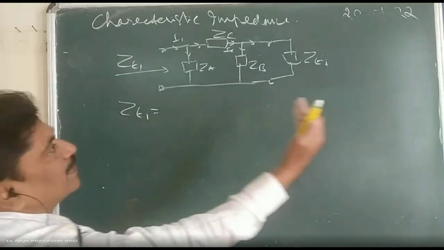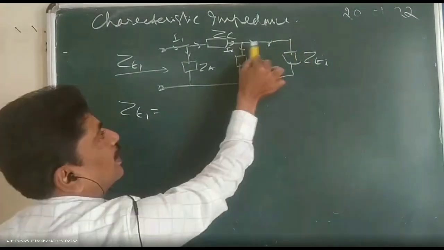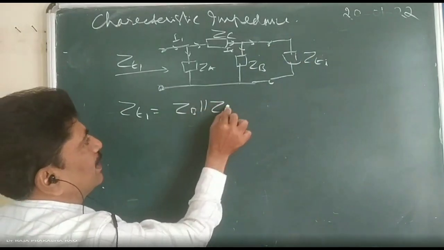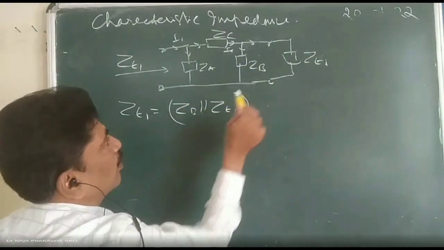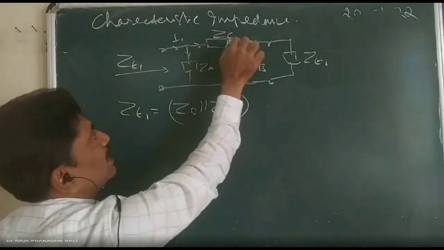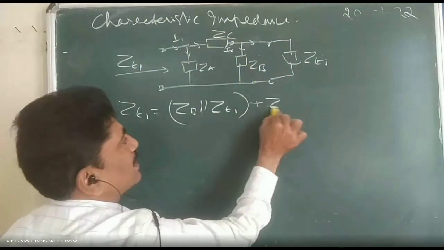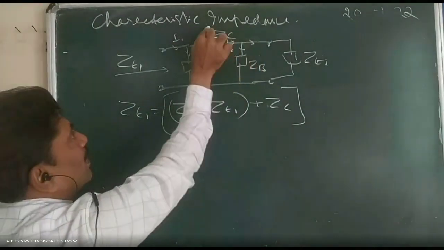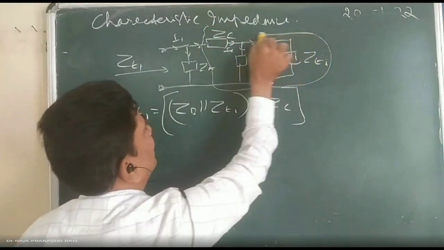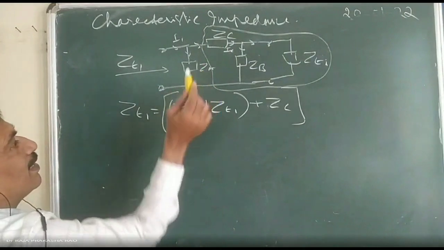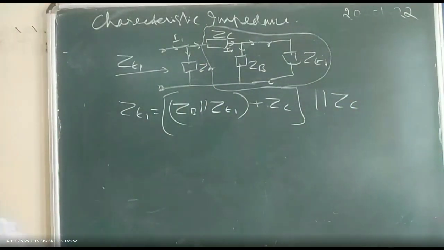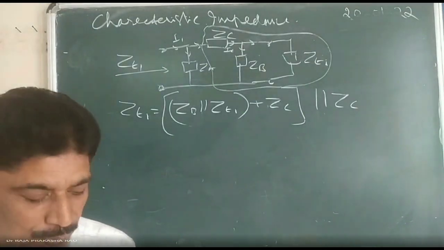From this end, if you come, these two are in parallel. So ZB parallel with ZT1. This parallel combination is in series with ZC, so put plus ZC. Now this combination will be in parallel with ZA. That is the way of finding impedance ZT1 from the first port. I hope you understood this.